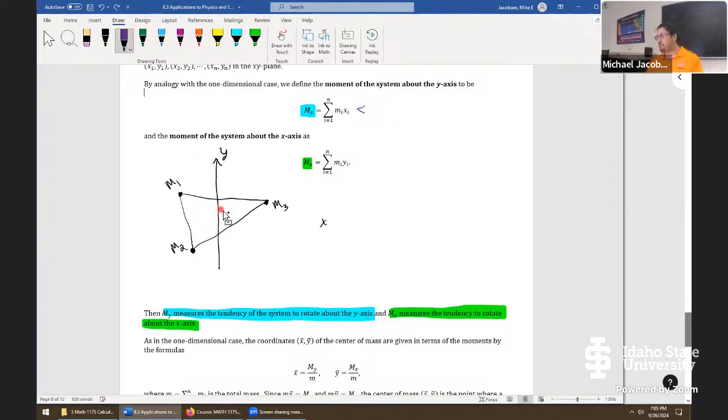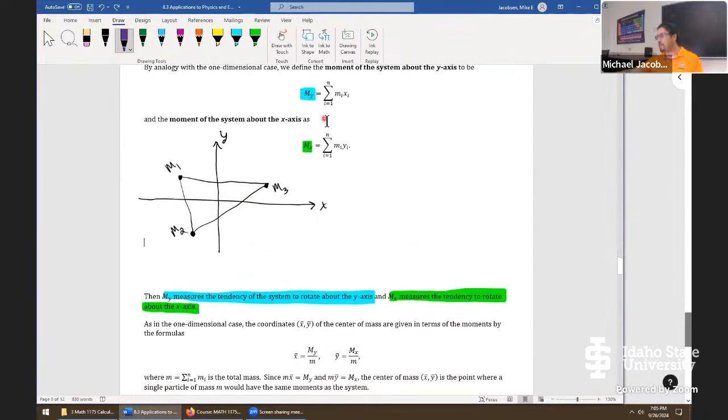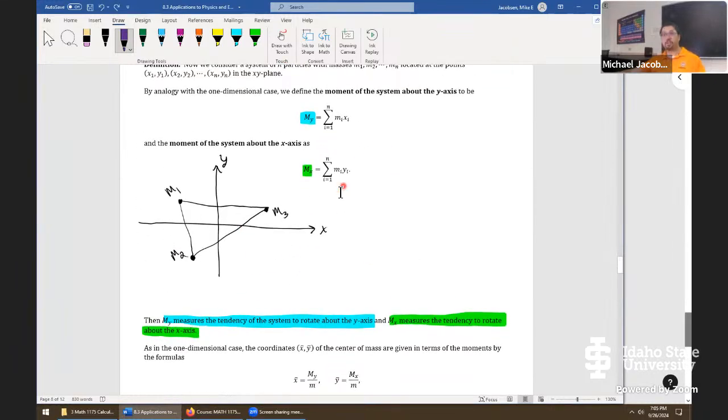Okay, let's do it again just for completeness with the other axis. So what's going on with Mx? Notice it's Mx, but you take the masses times all the second coordinates, yi. So what Mx measures is the tendency to rotate about the x-axis. That means we're visualizing this with no y-axis at all. The same issue as before.